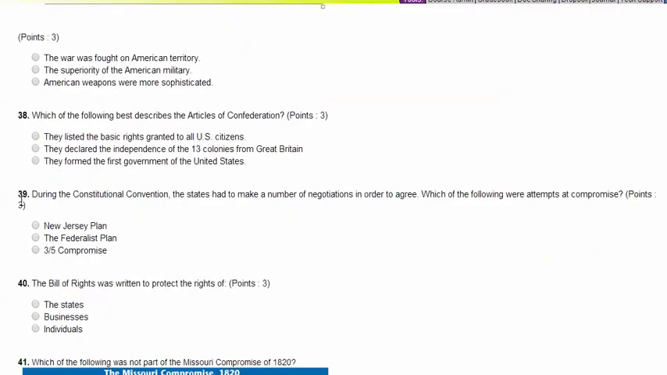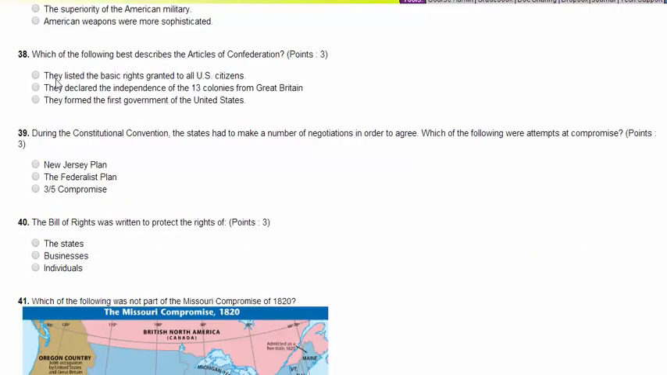Question 38. Which of the following best describes the Articles of Confederation? They listed the basic rights granted to all U.S. citizens. They declared the independence of the 13 colonies from Great Britain, or they formed the first government of the United States.